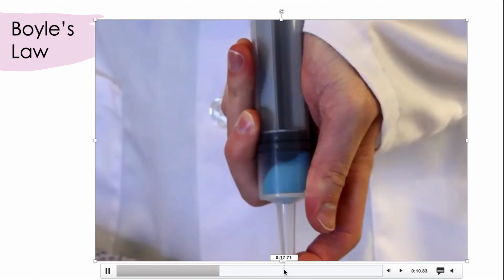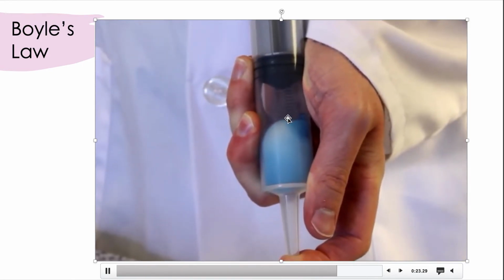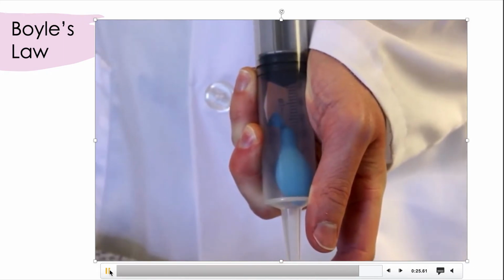Okay. Now we're going to look at the inverse. So if we were to increase volume, pressure is now decreased. And that's why the balloon in that instance expands.